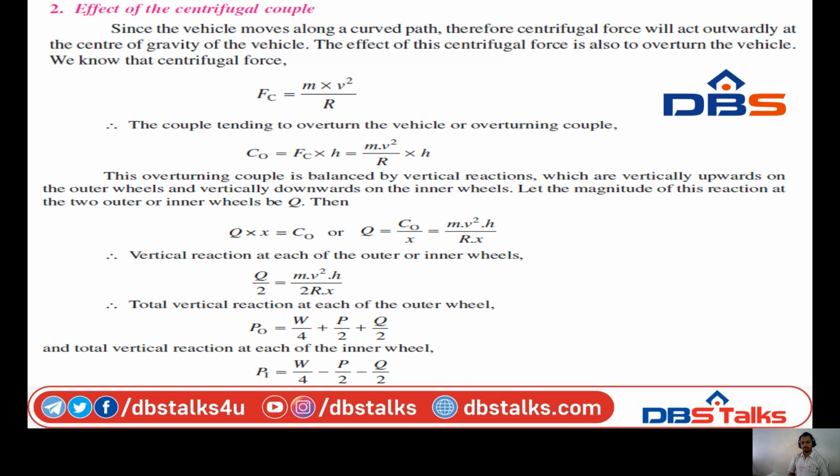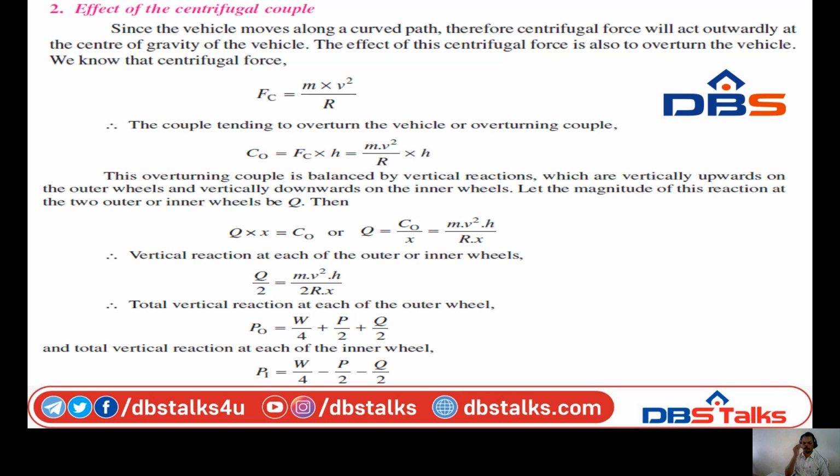So the centrifugal force is Fc equals m omega square r, that is, Fc equals m v square by r. The overturning couple, the tendency to overturn the vehicle, is C naught equals Fc into h. The height is also the main consideration. That is, C naught equals m v square by r into h.